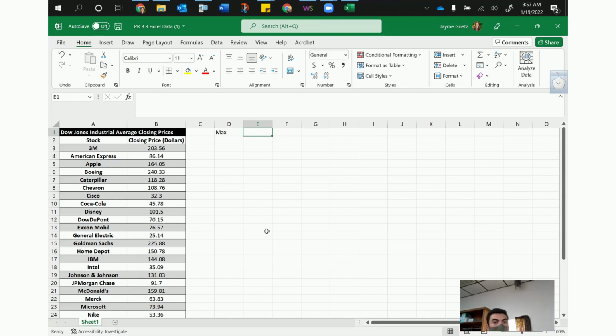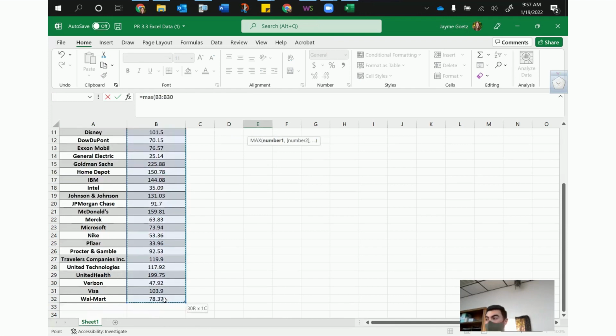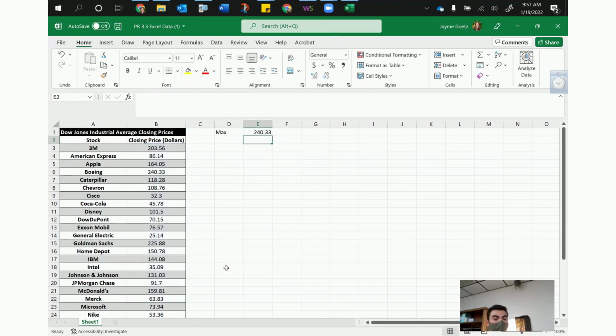To find our maximum value, you're just going to hit equals, and then type in MAX, M-A-X, and it says it returns the largest value in a set of data. That's exactly what we need. So we open parenthesis, and I'm going to select all of these numbers here. I want the maximum value of all of those numbers. Then you hit enter, and the maximum value is 240.33.